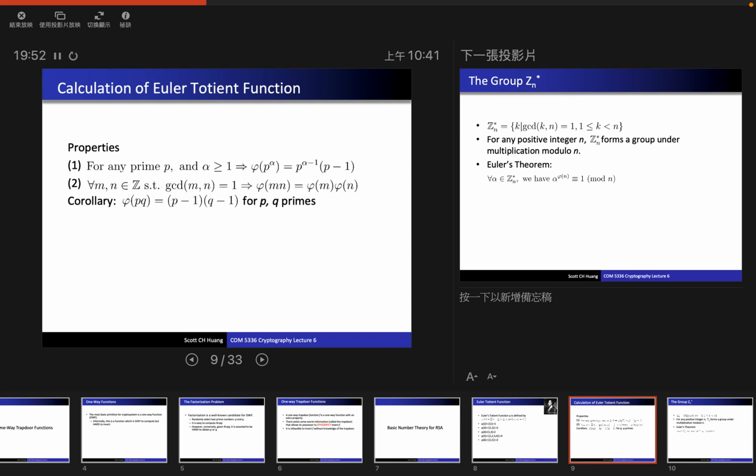And phi p will be equal to p minus 1, for the reason we introduced: everything smaller than p must be relatively prime with p. You're excluding p itself, so the total number is p minus 1. And so does q. So these are the properties I will be using.